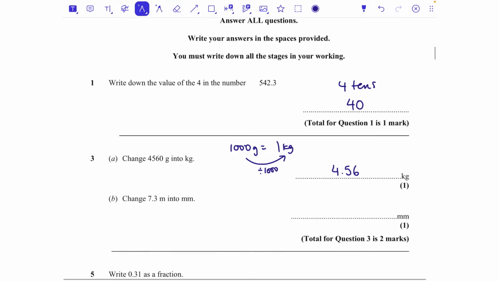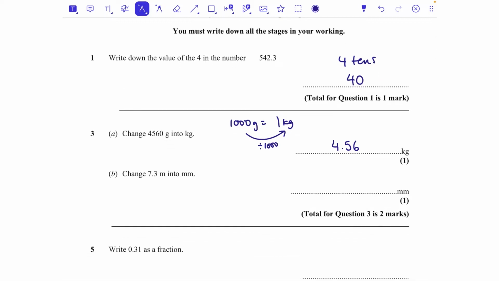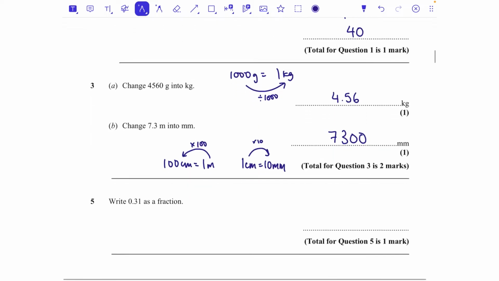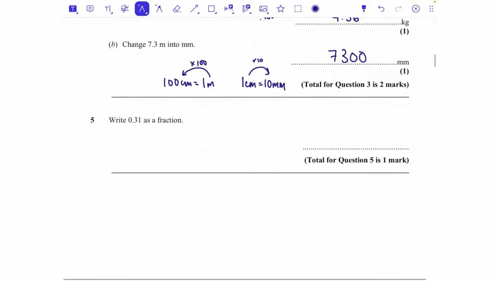For part B, change 7.3 metres into millimetres. Well, 100 centimetres is a metre. So if you're going from metres to centimetres, you are timesing by 100. And then we know that 1 centimetre is 10 millimetres. So centimetres to millimetres is going to be times by another 10. So we're timesing by 100, which would be 730, and then timesing that by 10, so that is 7,300 millimetres altogether.